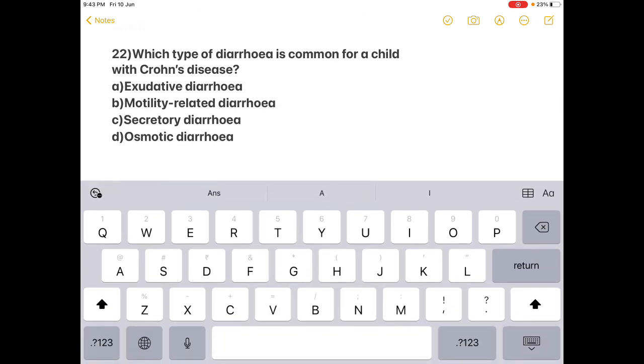Next question. Which type of diarrhea is common for a child with Crohn's disease? Option A exudative diarrhea, option B motility related diarrhea, option C secretory diarrhea, option D osmotic diarrhea. The correct answer here is A, exudative diarrhea.